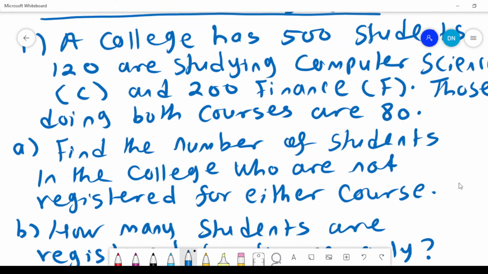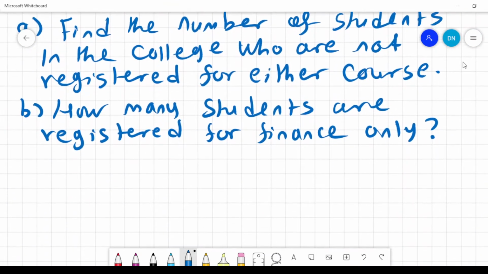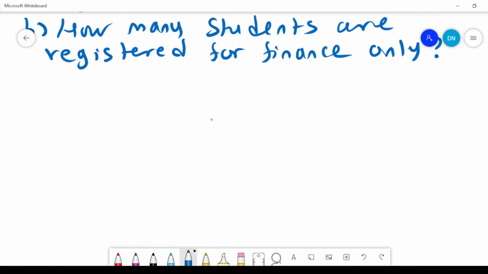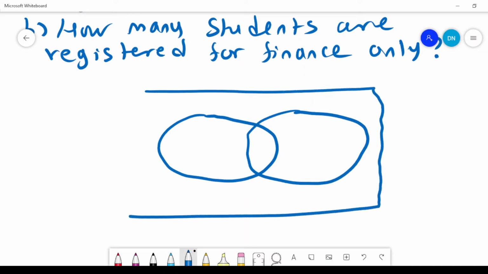The second question is to find how many students are registered for finance only. So we're going to use the Venn diagram to answer those two questions. So this is our set. This is finance and this is computer science. We are told that 80 are doing both courses.